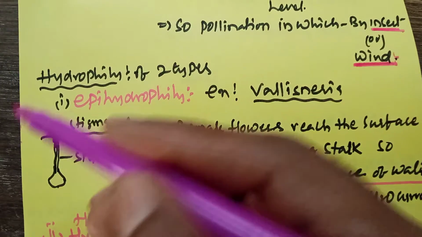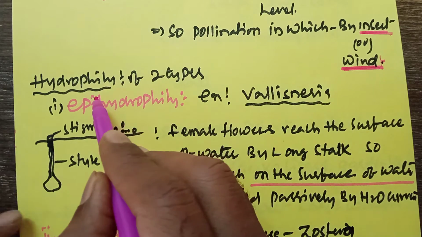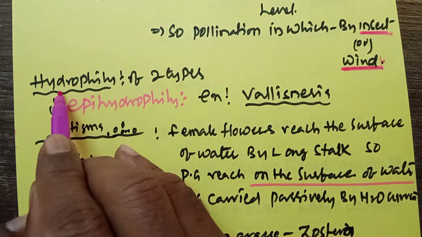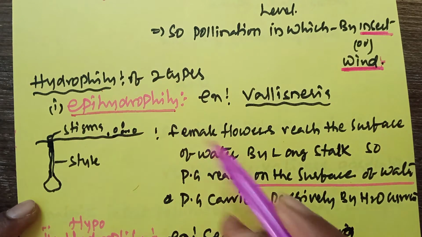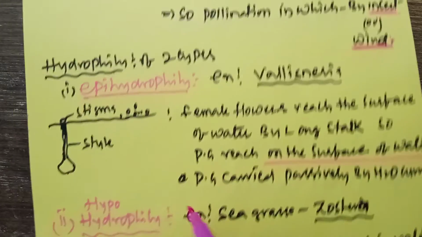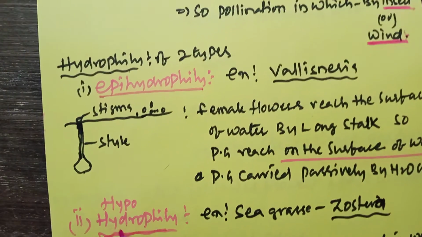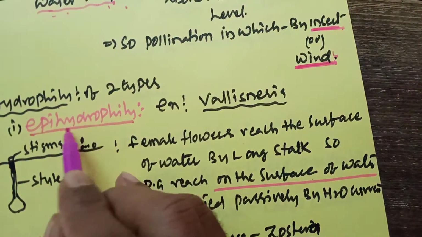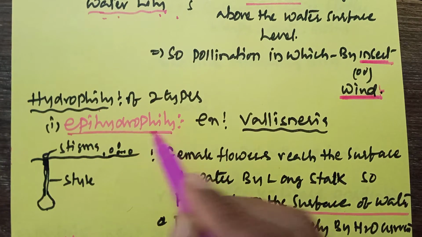Now come to the types of hydrophily. Based on where pollination takes place in the water, hydrophily is again of two types. One is epihydrophily and the second one is hypohydrophily. What exactly is the meaning of epihydrophily?